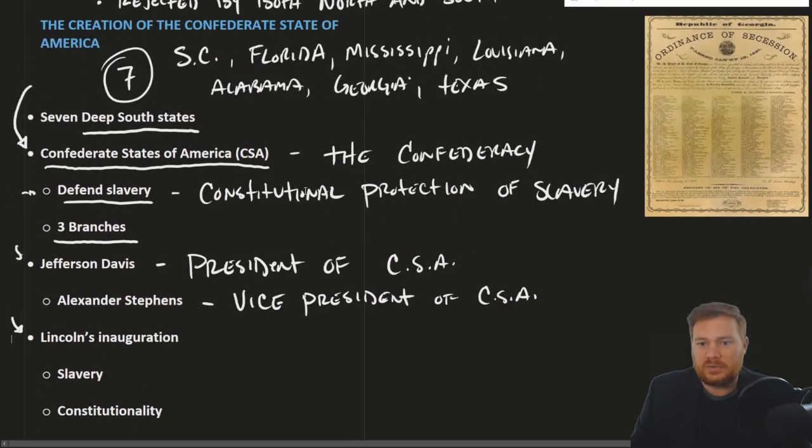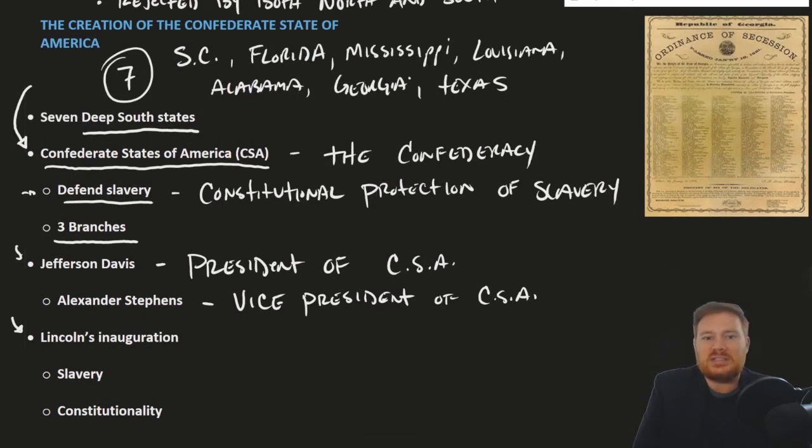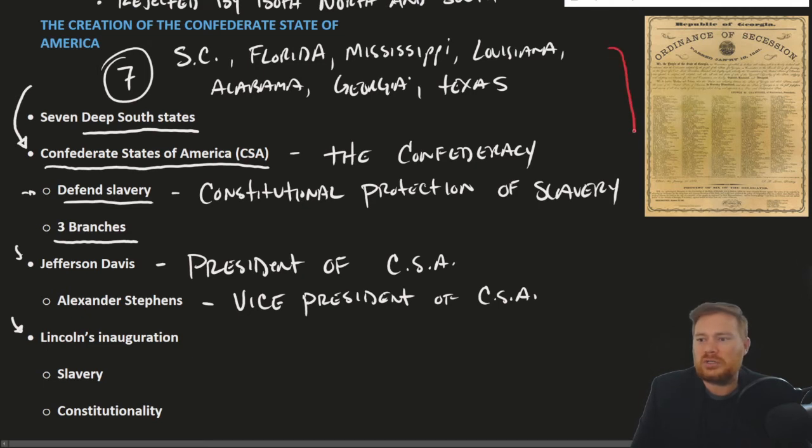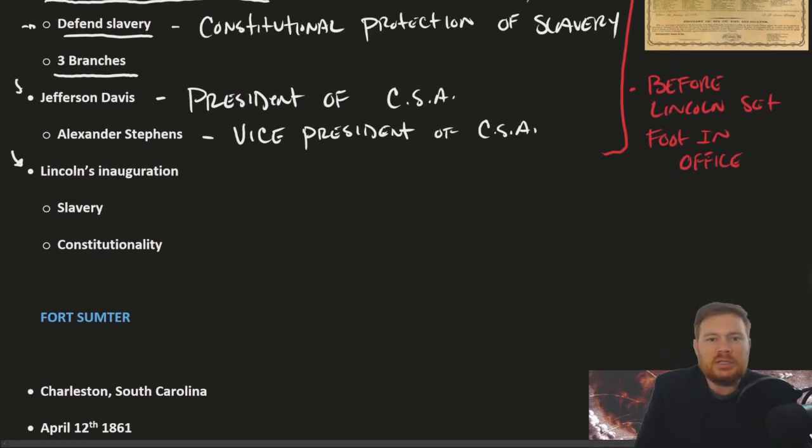So all of this, the fact that 7 states had seceded, that they had created their own constitution, effectively declaring themselves independent from the United States, was even before Lincoln set foot in office. And for the most part, the previous president, James Buchanan, couldn't get out of the White House fast enough. So Lincoln had this huge mess by the time that he entered into office.